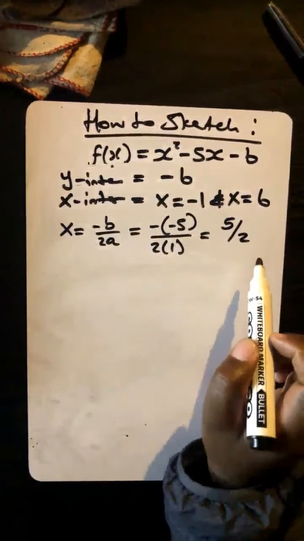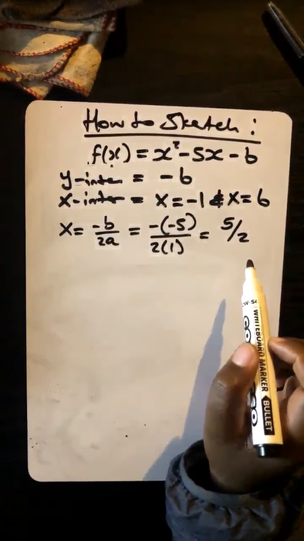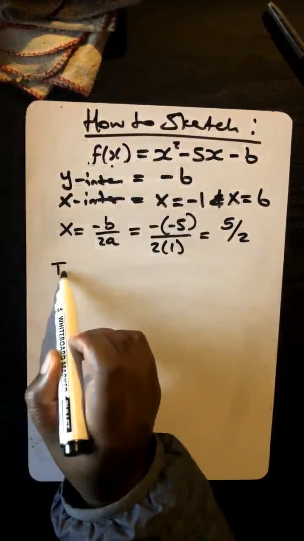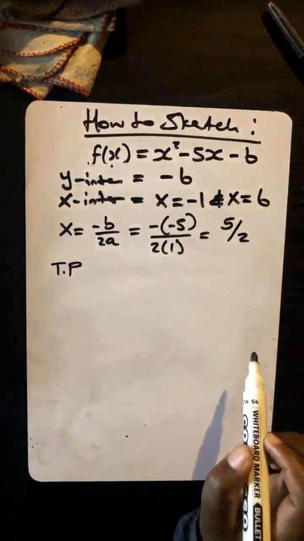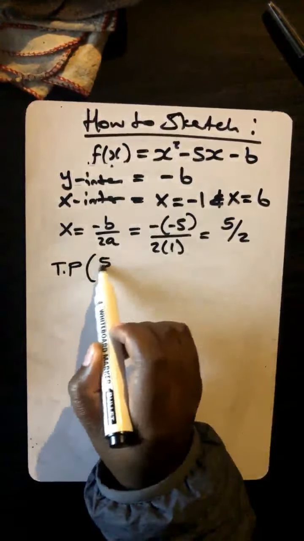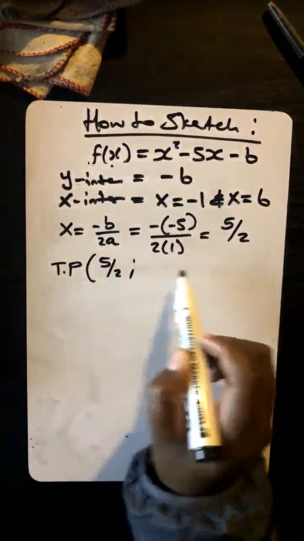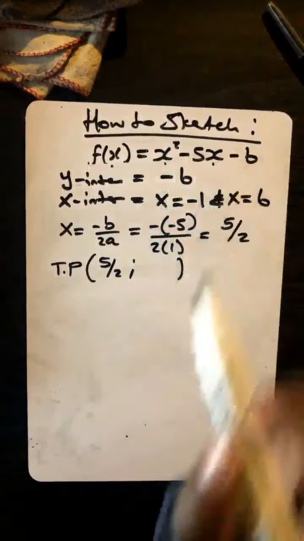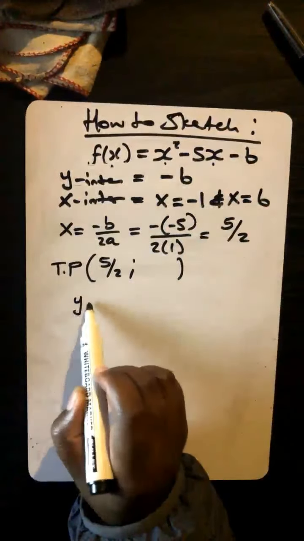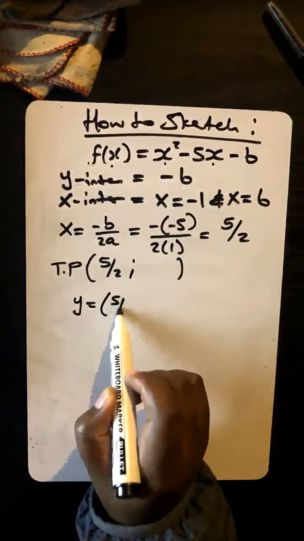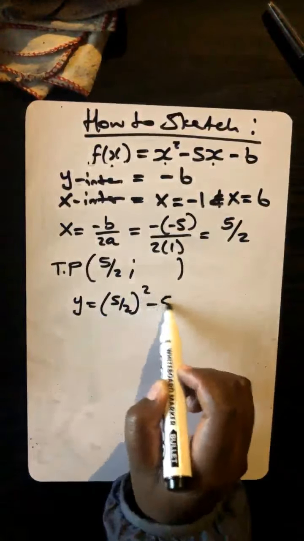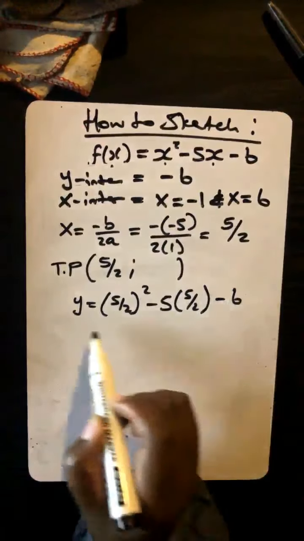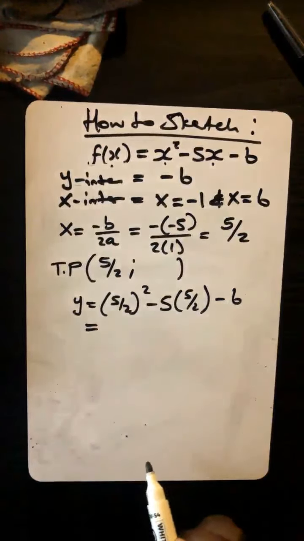So now that we've got our axis of symmetry, we need to find the turning point. How do you find the turning point? Obviously, you know your x value is 5 over 2. What you need to do is substitute this into the original equation where you see x. So y is equal to (5 over 2) squared minus 5 times (5 over 2) minus 6. Then what is that one, guys?